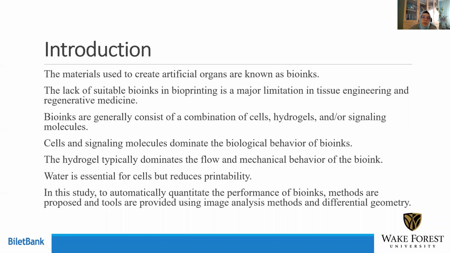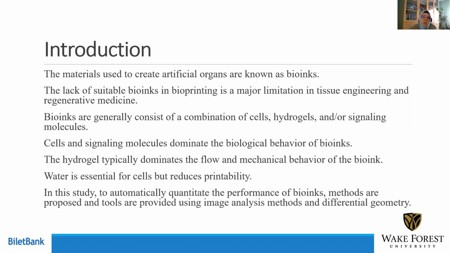Introduction: the materials used to create artificial organs are known as bioinks. The lack of suitable bioinks in bioprinting is a major limitation in tissue engineering and regenerative medicine. Bioinks generally consist of a combination of cells, hydrogels, and/or signaling molecules. Cells and signaling molecules dominate the biological behavior of bioinks. The hydrogel typically dominates the flow and mechanical behavior of the bioinks. Water is essential for cells, but reduces printability, and cells are expensive to find and use.